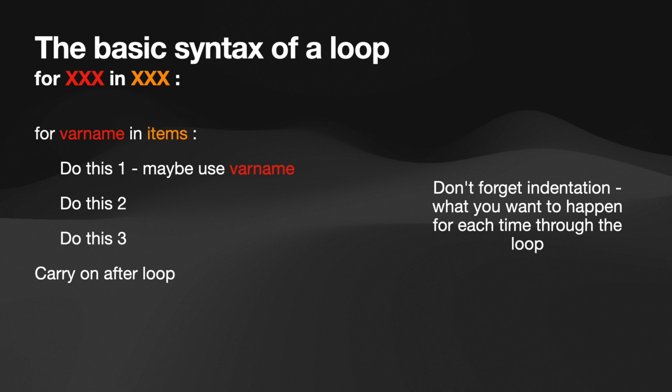So we use for, we get the var name, and then in, and then we have a set of items that we want to go through. Now it could be we want to go through a certain amount of times, and we can create a little list of numbers using the range function, but we'll look at that in a moment in a specific example. Basically, we've got for, the var name, in, and then the items that we're going to go through. We have a colon to show that we're ready to move into that loop.